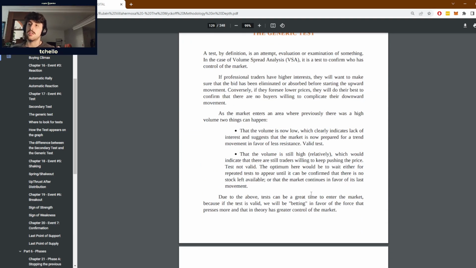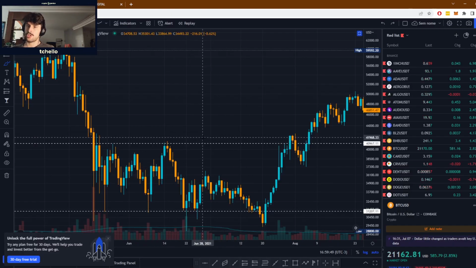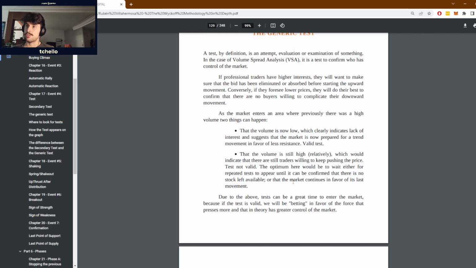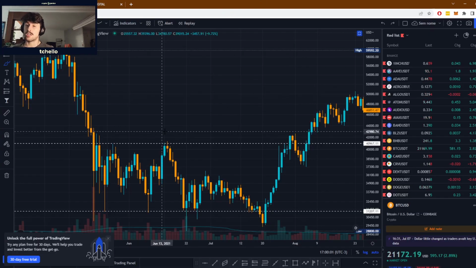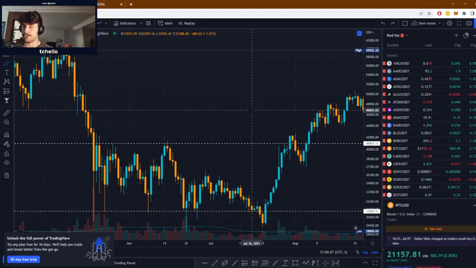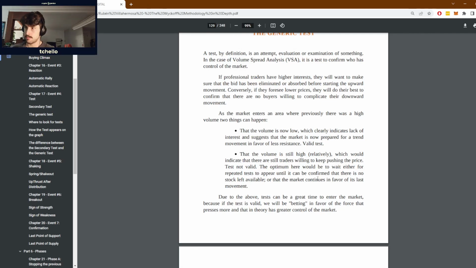All right. Now, the generic test. What are the main characteristics of the generic tests? Okay, so two things can happen in a generic test. It usually happens around an area where there was low volume in the market. So the volume might be low, which suggests a lack of interest. If it is on the upside, it suggests a lack of selling interest. And if it is to the downside, it indicates a lack of buying interest. And if the volume is relatively high, that indicates that traders are still going into trades, and that means they might still be pushing the price where it's going. So that's something to pay attention to, right?